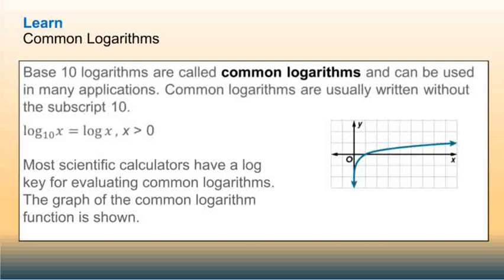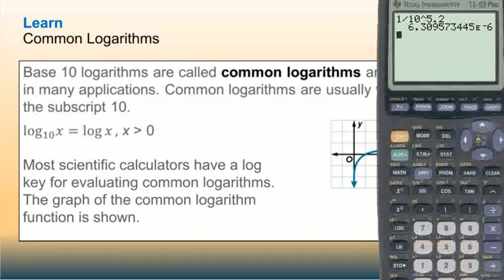Like on your calculator, you don't see log base 10 on there. You just see log, which is the common log. Most scientific calculators have that log key. So if I go to my calculator, you can see the log key. There's no base 10. But if you look above here, you can see 10 to the x power, which just means you do have base 10.